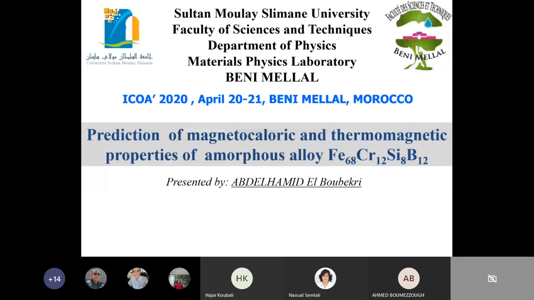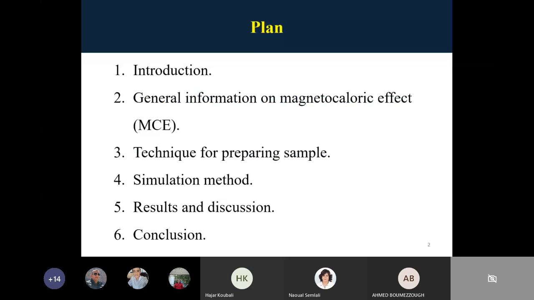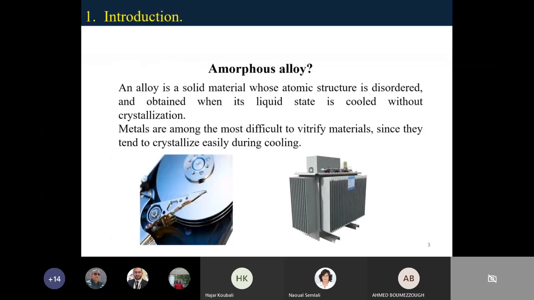First, I will start with an introduction. Then I will talk about the magnetocaloric effect and the technique for preparing the sample. After, I will present the simulation method, then I will show the results and discussions, and I finish with a conclusion. As an introduction, what is an amorphous alloy? An amorphous alloy is a solid material whose atomic structure is disordered, obtained when its liquid state is cooled without crystallization. Metals are among the most difficult materials to vitrify since they tend to crystallize easily during cooling. Among the applications of amorphous alloys are transformers.